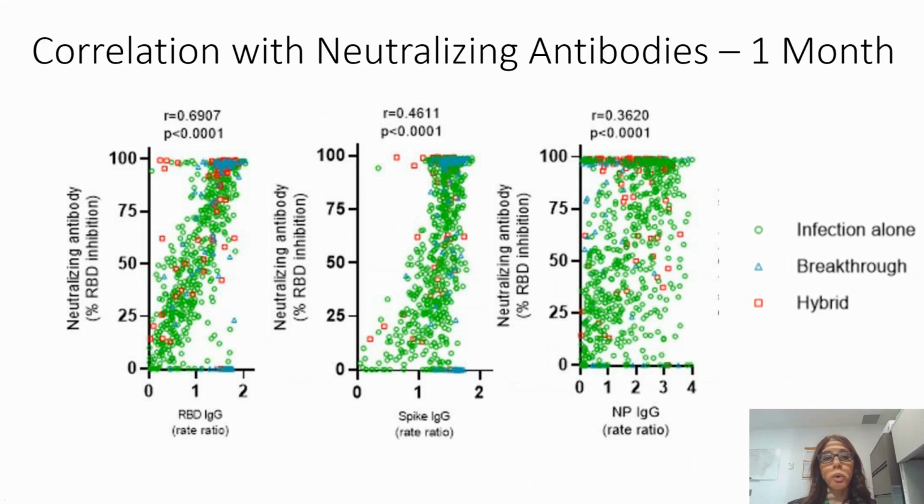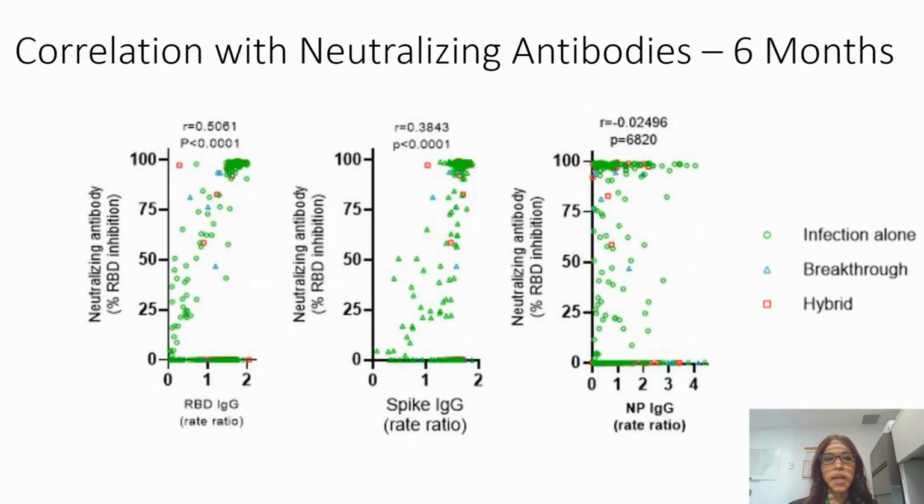Lastly, when looking at correlation of different SARS-CoV-2 specific antibody responses compared to neutralizing antibody levels, we see that anti-RBD and anti-spike levels correlate very strongly with having neutralizing antibodies, but anti-nucleocapsid did not show great correlation at 1 month. And again, when looking at the 6 month time point, correlations remain similar, but we see significantly lower levels of neutralizing antibodies.